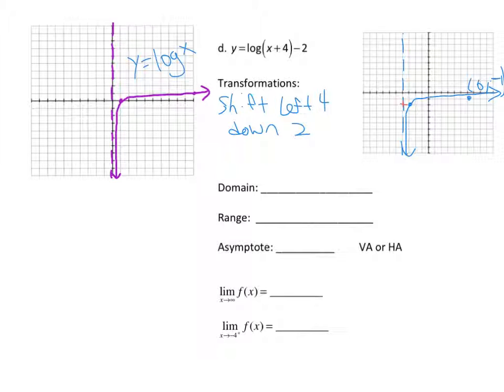The domain of this function is -4 to infinity. The range is negative infinity to infinity. The asymptote, which is vertical, is x equals negative 4. The limit as x approaches infinity, this graph is going up as the x values get bigger, so the y values approach infinity. And as x approaches negative 4 from the right side, the graph is going down to negative infinity.